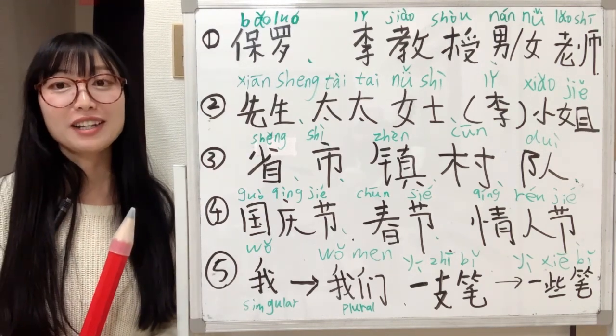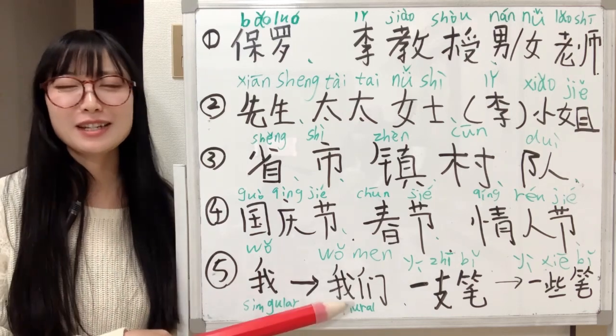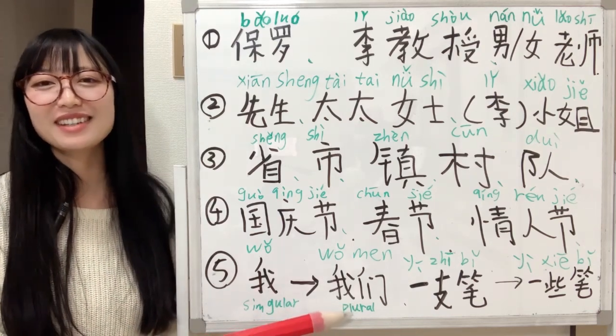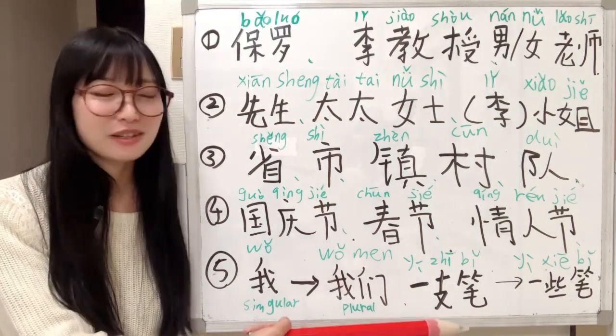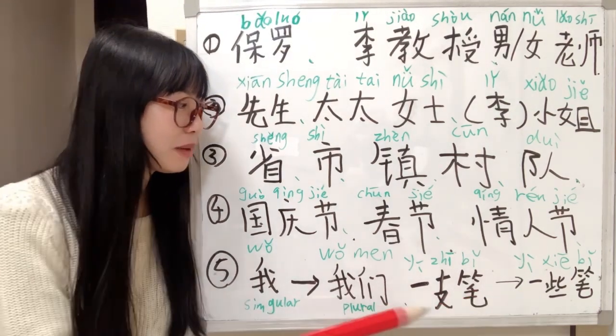But don't worry, it's easier. Just see whether there's men or there's no men. That's it. And the normal words, you don't need to add any men. All you need to change is just the number here.